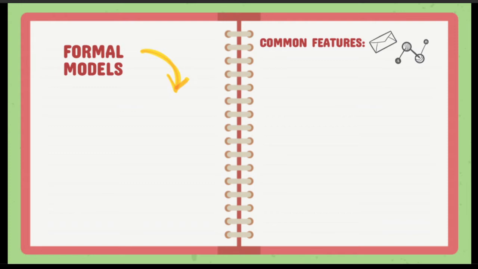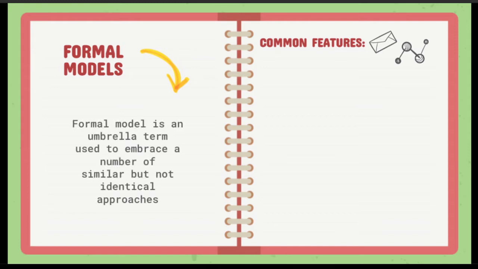When we talk about the formal model, this is used because this theory emphasizes the official and structural elements of organization. So when we talk about a formal model, this is an umbrella term that is used to embrace a number of similar but not identical approaches. It comprises a system of elements and it has clear organizational links with each other.